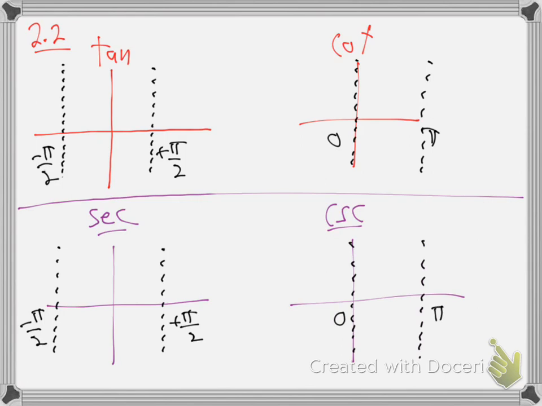And then what do the graphs do in between? The tangent does a snake, and the cotangent between its asymptote lines does an upside down snake, because cotan's upside down of tan. So that makes sense.